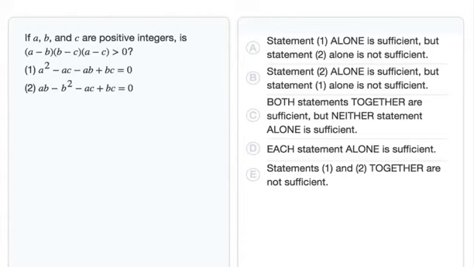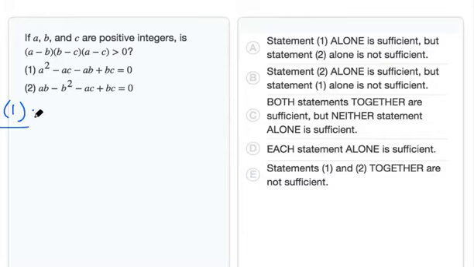To solve this data sufficiency question, we'll go ahead and consider each statement separately first, and then together if needed. Before we dive into the statements, let's read the question. If a, b, and c are positive integers, is (a minus b) times (b minus c) times (a minus c) greater than 0? So let's consider statement 1 first.